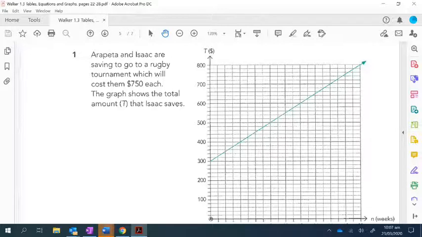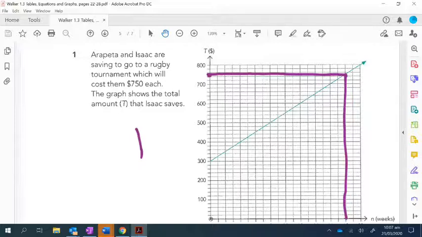So it's halfway between those two. So we're like there. So how many weeks is that? That is like 100 weeks. There you go. All right?